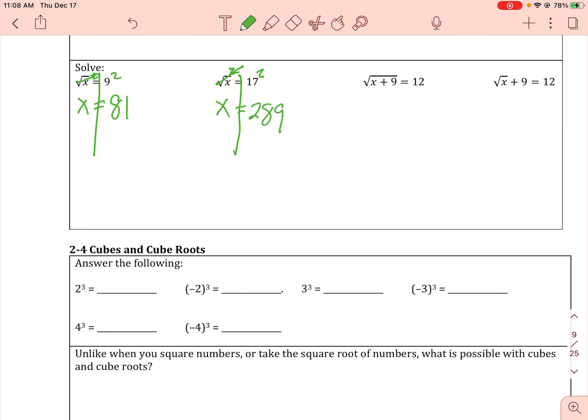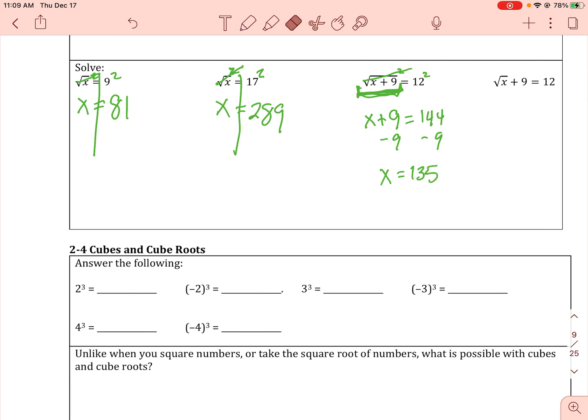289. Here looks a little bit different. So this whole side is being square rooted. To undo the square root, we need to square, because those are inverses. What we do to one side, you do to the other. So we have x plus 9 after squaring equals 144, because all we do is drop the square root. Now we solve like we've been doing. This is now a one step, and I get 135.